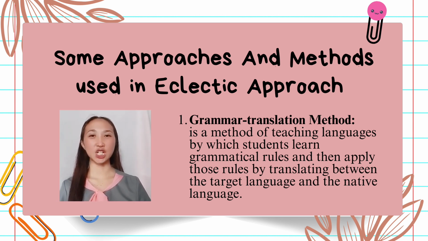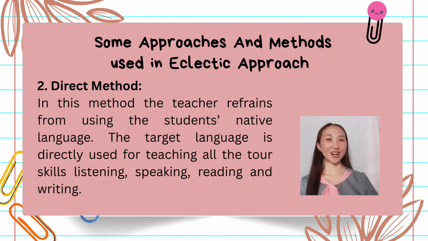So let us proceed to some approaches and methods used in eclectic approach. First is the grammar translation method. So what it is? Teaching grammar rules explicitly and using translation exercises between the target language and the student's native language. So when to use? Useful for explaining complex grammar or for quick clarity on meaning and form. Second is direct method. So what it is? Teaching only in the target language, no native language, focusing on speaking and natural use. Meaning is shown using pictures, actions, and real objects. So when to use? Great for beginners, oral practice, and building listening or speaking confidence.